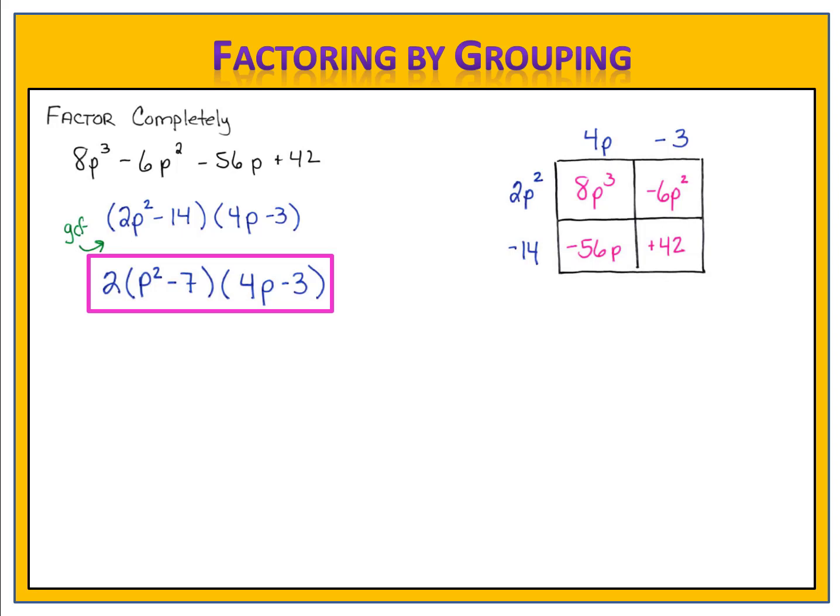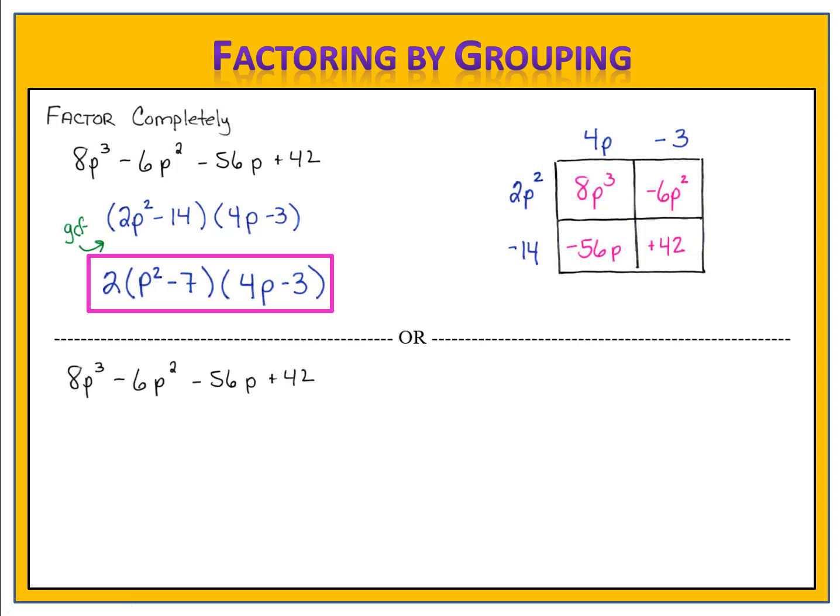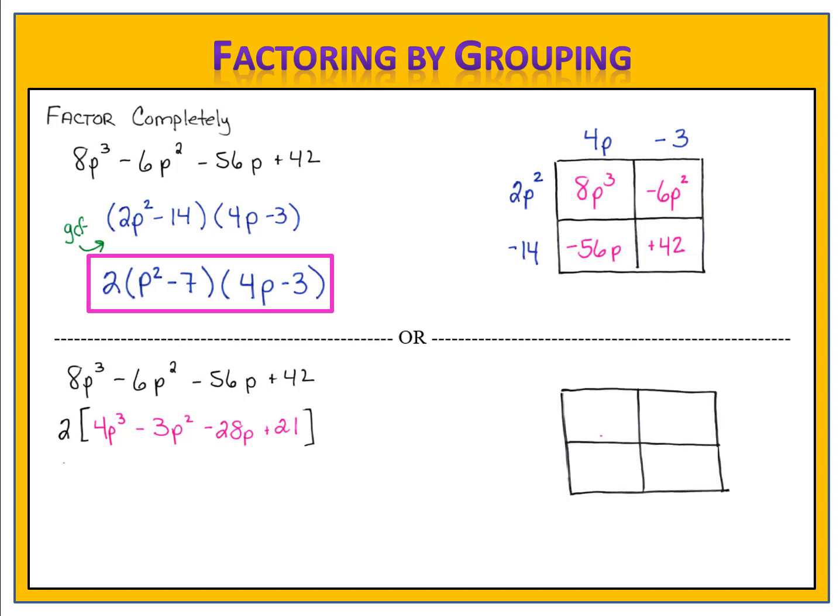And this is what your work would look like if you began with the grid to do factoring by grouping and then took the common factor out of the first binomial. The other possibility would be to begin by factoring out the greatest common factor of 2, leaving us with the polynomial 4p to the third minus 3p to the second minus 28p plus 21. We could take that polynomial in pink and use the grid to factor that out.